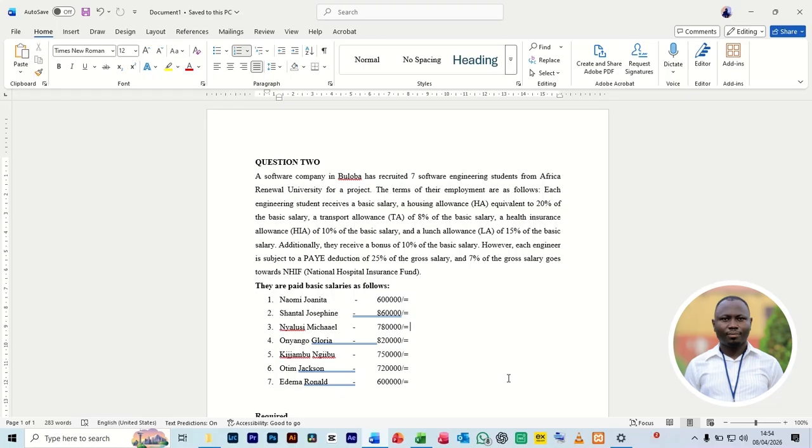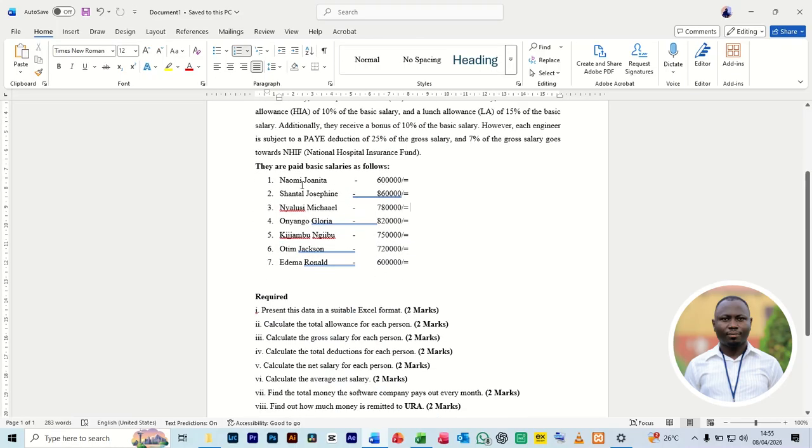However, each engineering student is subjected to a pay deduction of 25% of the gross salary, and then 7% of the gross salary goes into NHIF. Not NSSF, rather, National Health Insurance Fund, that is NHIF. So if that is the case, remember they have given us the basic salary here. We see the basic salary of each student.